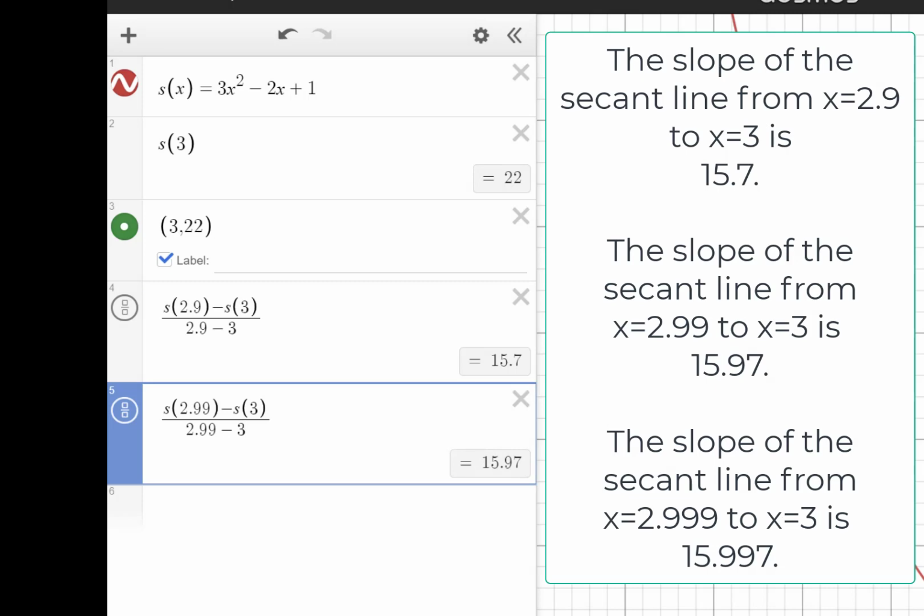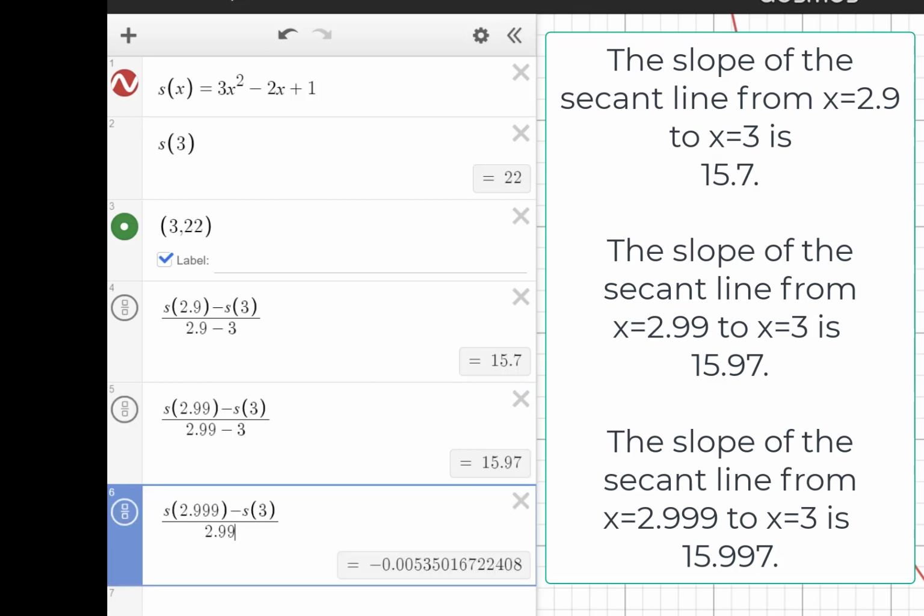And if we get even closer to x equals 3 from the left side, we find the slope of the secant line from x equals 2.99 to x equals 3. We see that the slope of the secant line is 15.97. And if we get even closer from the left side, we look at the slope of the secant line from x equals 2.999 to x equals 3. We see that that slope is 15.997. Again, these values are approaching an instantaneous rate of change of 16.